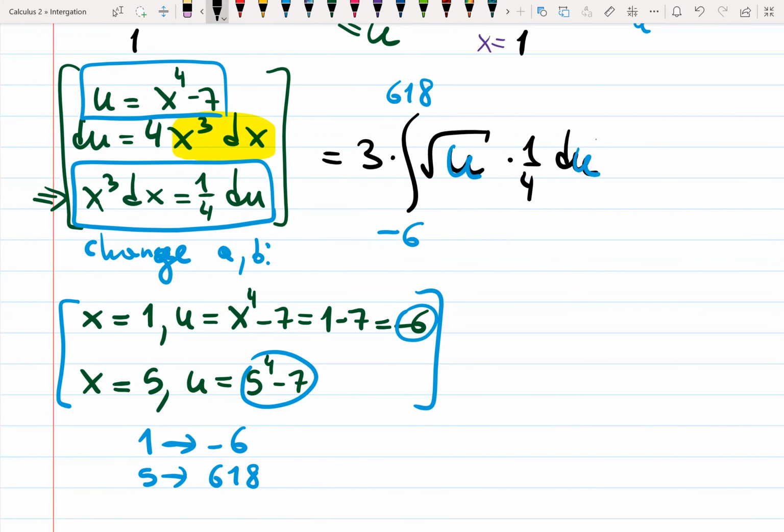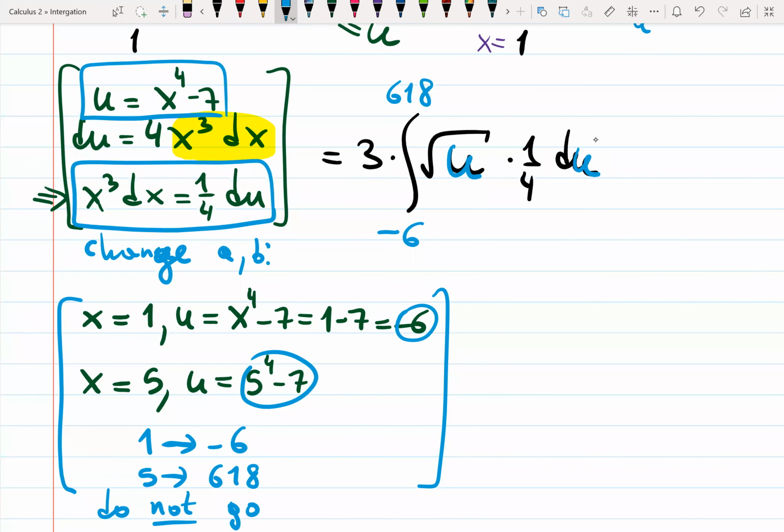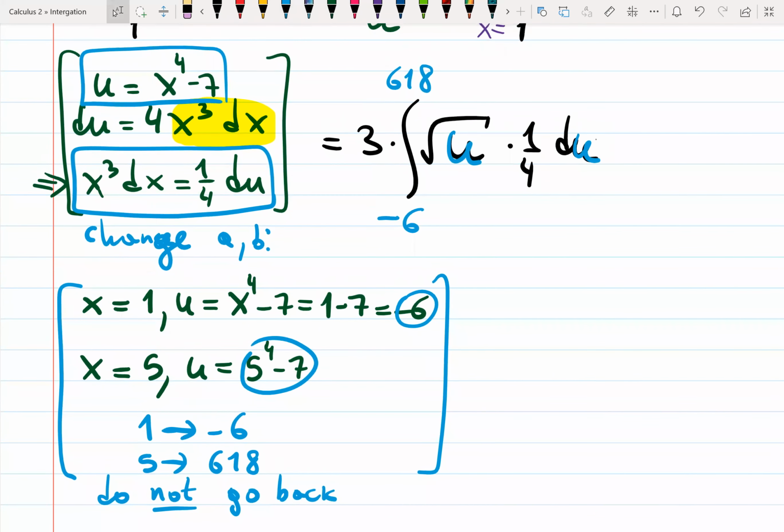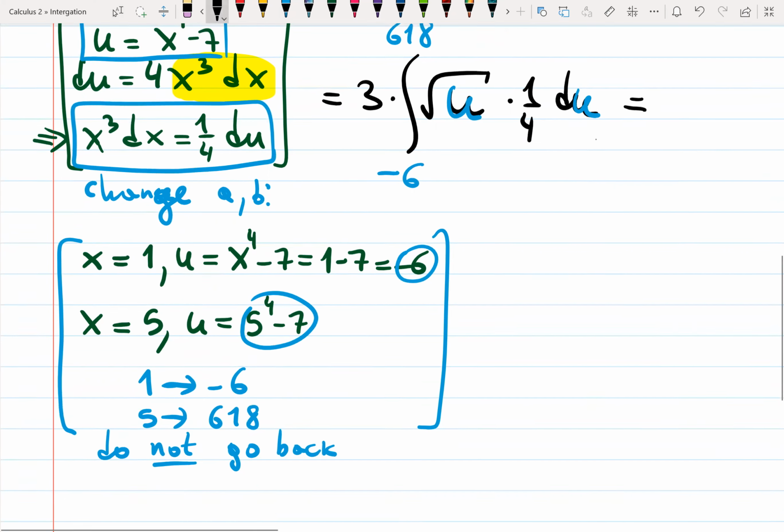Now, if you change limits of integration, you don't go back to the original variable. Do not go back to X. Why would you do that? You just calculate A and B for U, so you're gonna plug them. So you don't have to go back. If you did not change, then you have to go back. And now we're gonna finish integration.